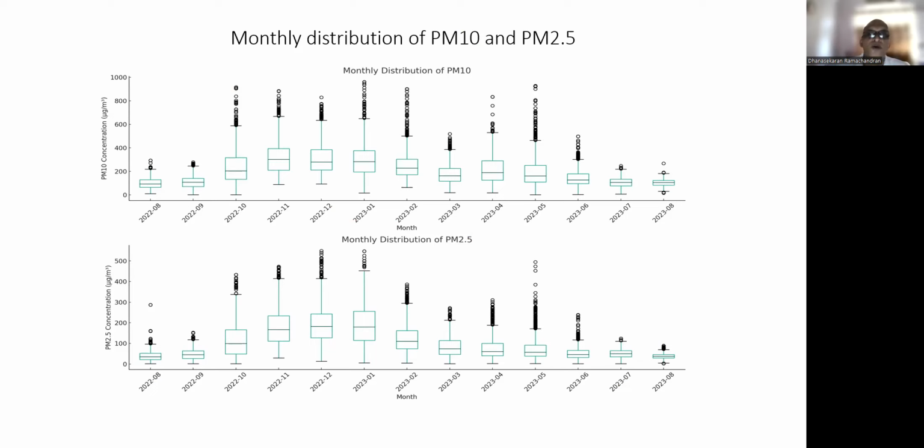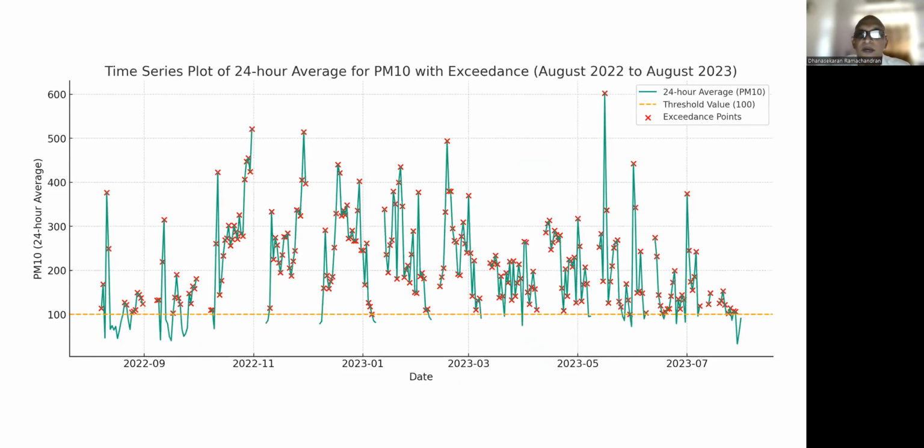This is the observation from the monthly distribution of PM10 and PM2.5. We still strive to go deeper into it and study what really happened. This is the time series plot of a 24 hours rolling average of PM10. What happened every day? This is where the exceedance class shows. You can see a yellow line here. This shows the exceedance, and you see it has exceeded throughout the year.